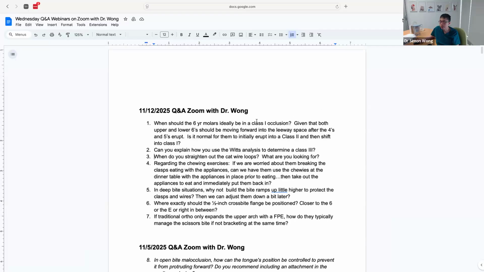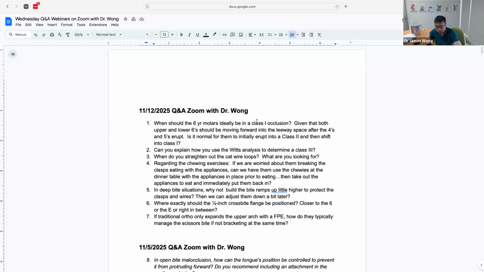First question: when should the 6-year-old molars ideally be in class 1 occlusion, given that both upper and lower sixes should be moving forward into leeway space after the 4s and 5s are up? Is it normal for them to initially erupt in class 2 and then shift into class 1?